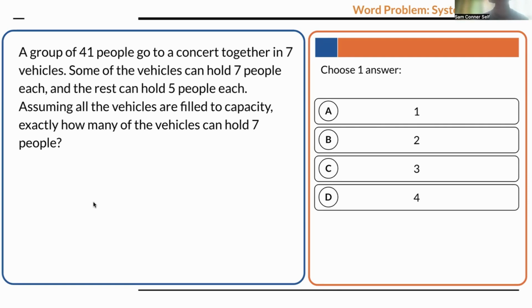So this question says that a group of 41 people go to a concert together in 7 vehicles. Some of the vehicles can hold 7 people each, and the rest can hold 5. Assuming all the vehicles are filled to capacity, exactly how many of the vehicles can hold 7 people? So we know this is a systems of equations question because it's in the systems of equations lecture. But if you're on the test, that should also be something pretty fast for you to identify, which will help us start to solve the problem. If we know that it's a system of equations, we know that we're going to have 2 variables and also 2 equations.